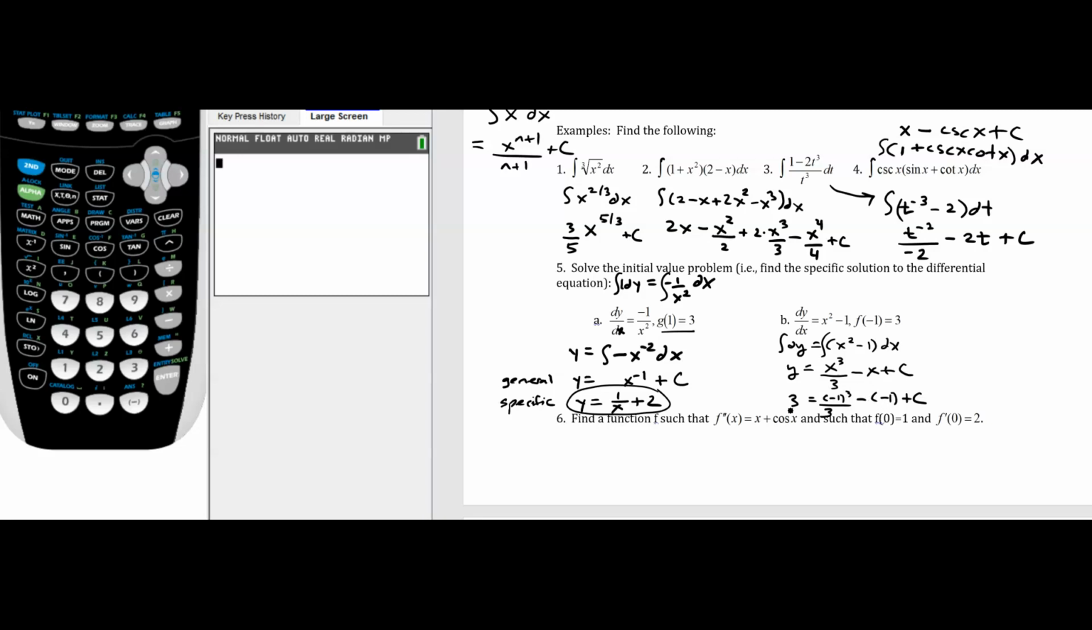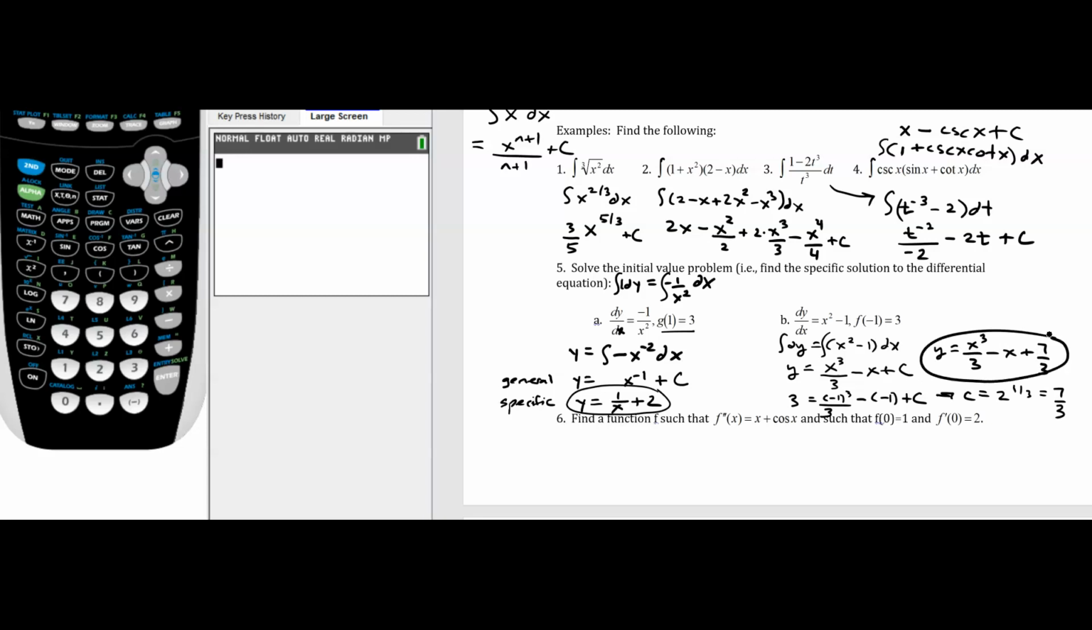So we're going to subtract 2/3 from the 3, and that's going to lead us to c is equal to, well, that would be 2 1/3, wouldn't it? So 7/3. I think our c is going to be 7/3 in this case. So our general solution was this one, y equals x cubed over 3 minus x plus c. Our specific solution to this would be y is equal to x cubed over 3 minus x plus 7/3.